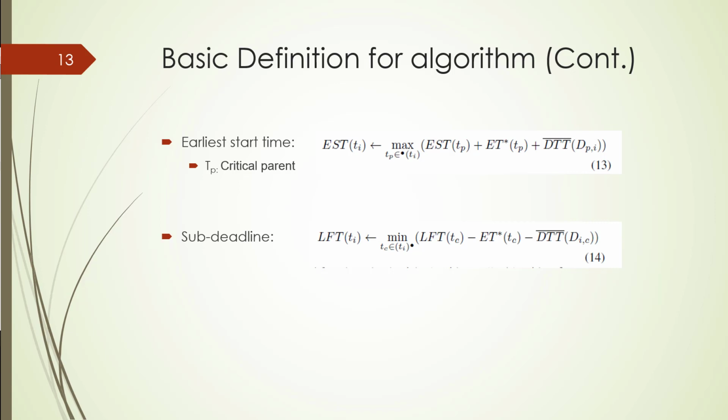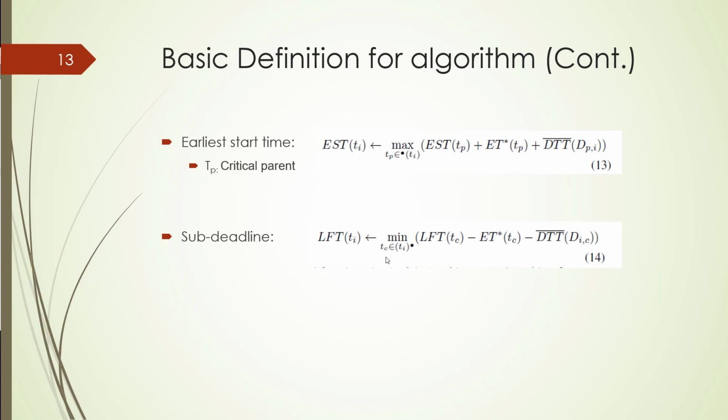So the task TI's earliest start time depends on its parent and sub deadline. What is the sub deadline? We call the sub deadline the LFD. We can calculate the sub deadline with LFD, that is the last finish time. The last finish time of each task within the LFD, TI of exit, for example, can be set as a sigma, and the LFD of the other tasks can be computed like this.